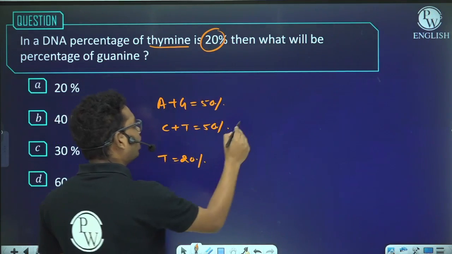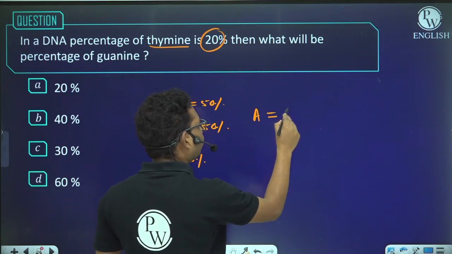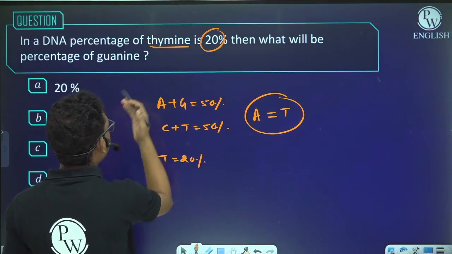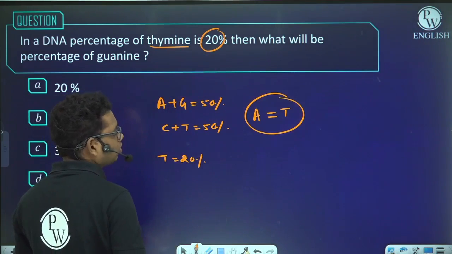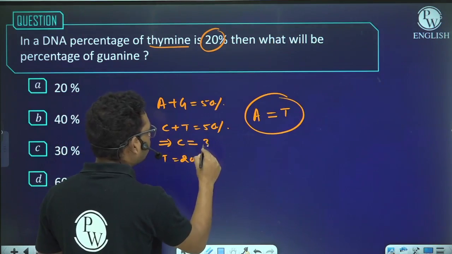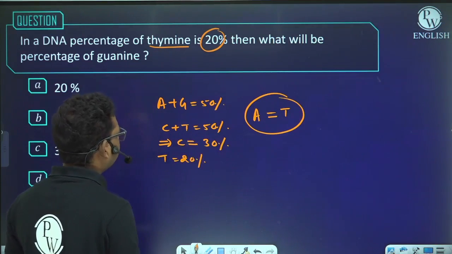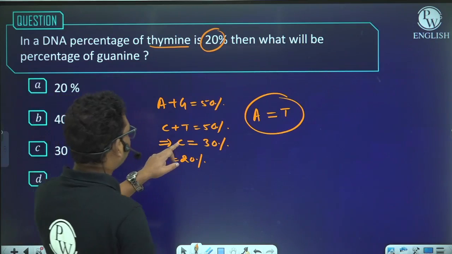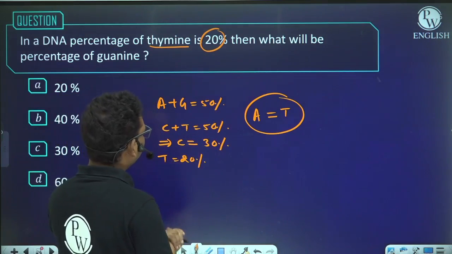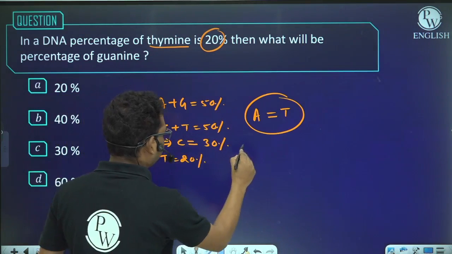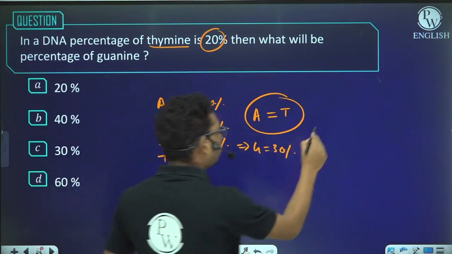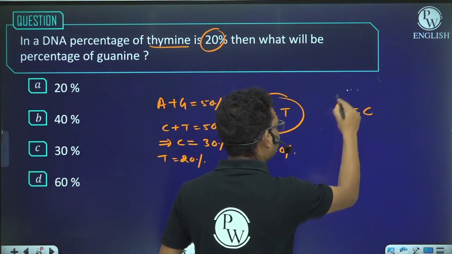Thymine is 20%, and we know that the amount of adenine is equal to the amount of thymine. So if thymine is 20%, then cytosine will be 30%, right? So if cytosine is 30%, then guanine will also be 30%. Why? Because we know that the amount of guanine is always equal to the amount of cytosine.